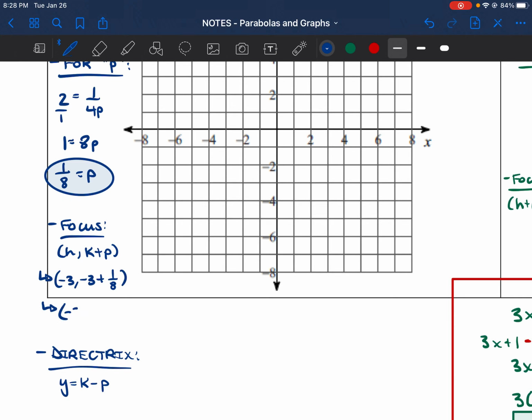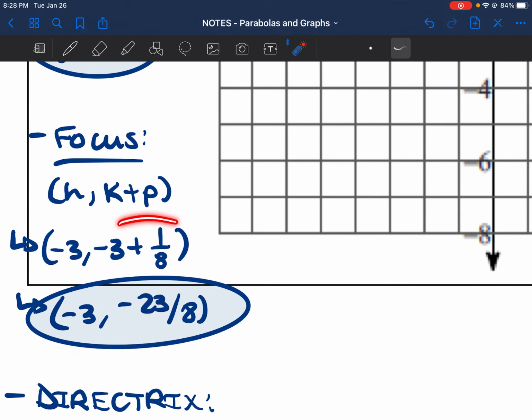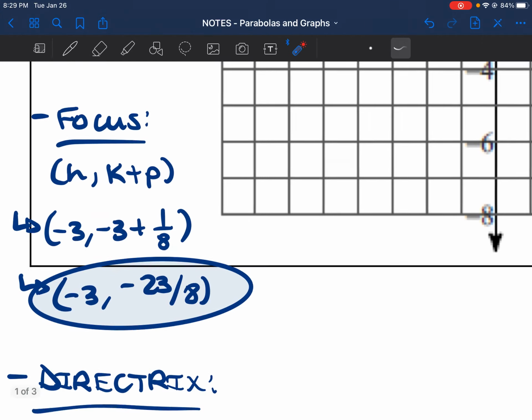And this is going to give us the coordinate -3, -23/8. Now, if you're wondering where that -23/8 is coming from, basically to add -3 plus 1/8, I'm going to change the -3 into -24 over 8, getting a common denominator, and -24 over 8 plus 1 over 8 is -23 over 8.